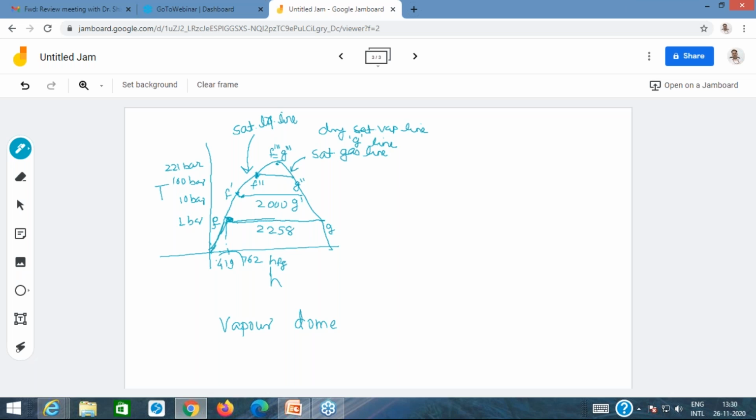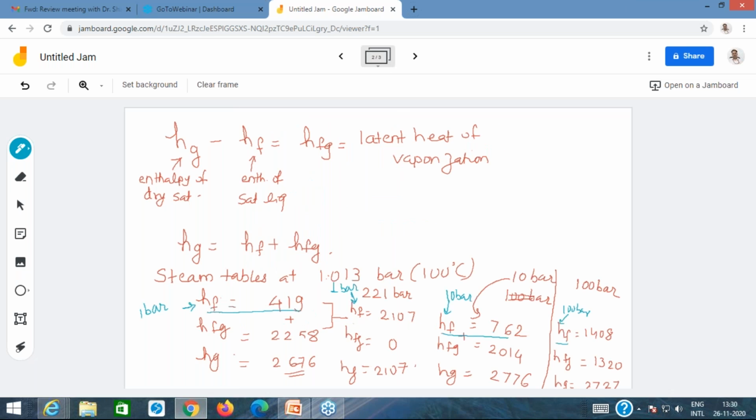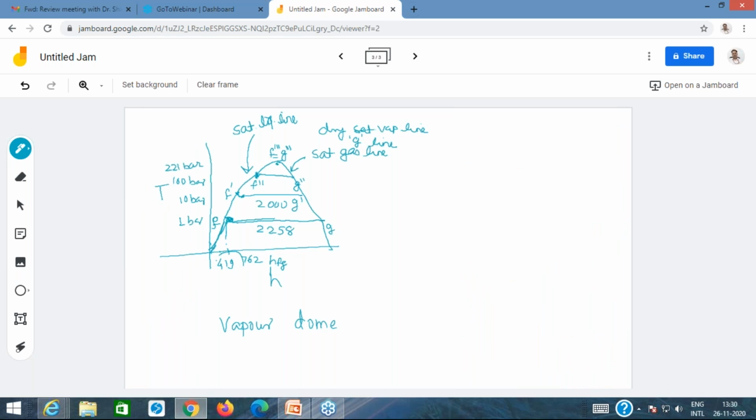If you operate at a still higher pressure of 100 bar, then you see that the HFG value is only 1320, right? And finally there is no boiling. If you choose a boiler operating at 221 bar, this is called the critical point. Can somebody tell me the temperature corresponding to 221 bar?